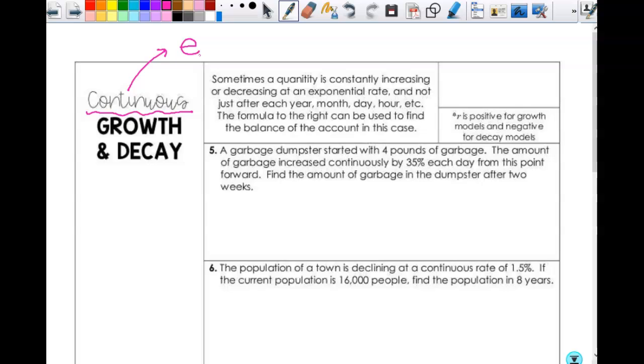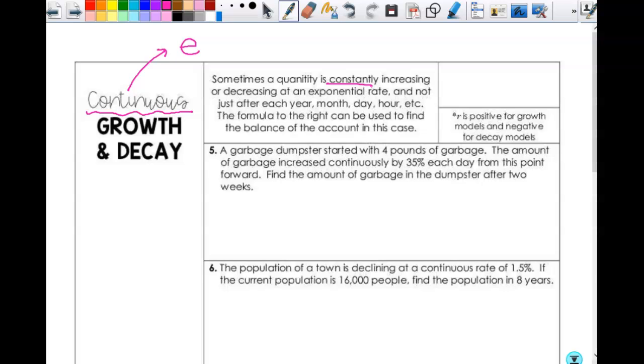Right, so it says sometimes a quantity is constantly increasing or decreasing at an exponential rate, and not just after each year, month, day, hour, etc. So, like for a salary, every year, if you get a raise, boom, your salary just automatically changes. It's not like it changes by a few pennies every day or anything like that. That would be nice, but no, that doesn't happen. It is like a boom, it just happens.